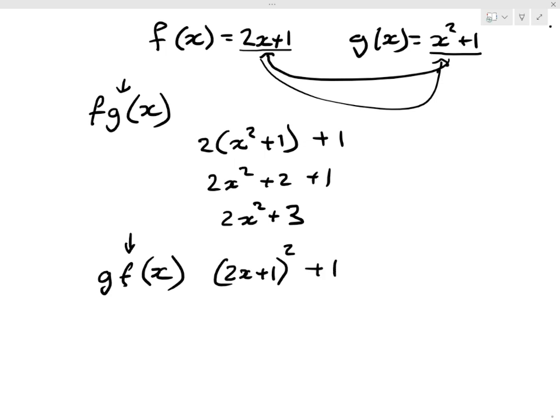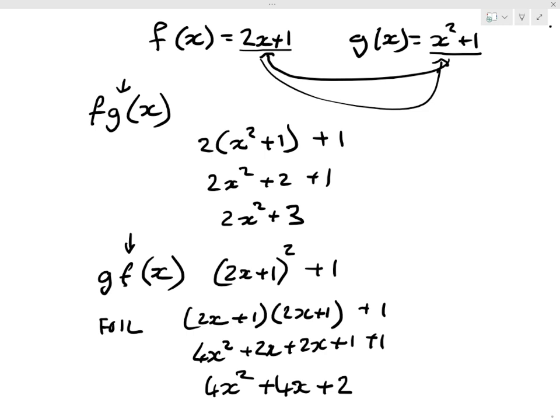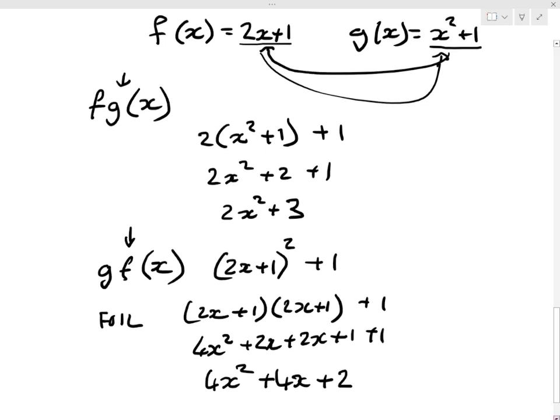So when you've got this squared, you need to write this out twice. Plus 1. And FOIL this. So this becomes 4x squared plus 2x plus 2x plus 1 plus 1. So we can tidy this up to be 4x squared plus 4x plus 2. It's a quadratic equation, yeah? A quadratic equation, okay?